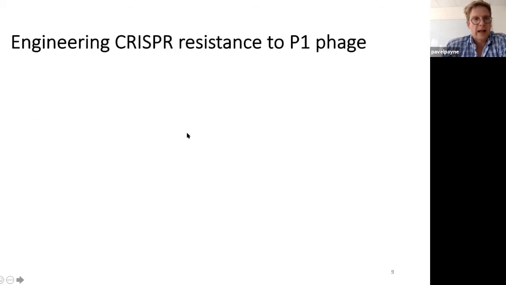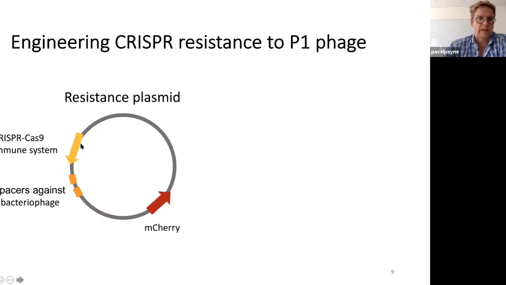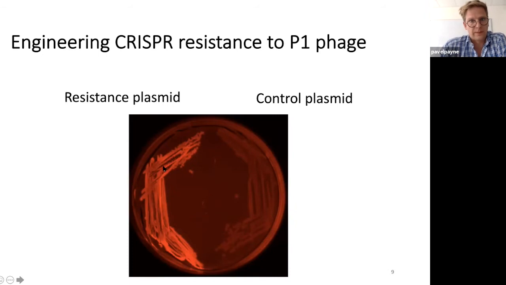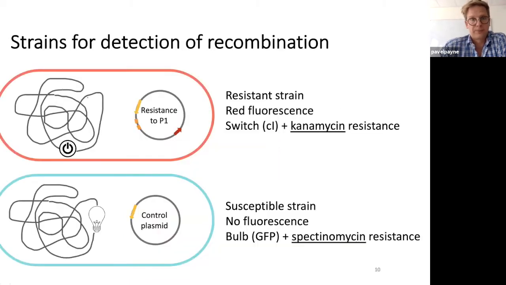Then we engineered CRISPR immunity to the P1 bacteriophage. We took CRISPR-Cas9 from Staphylococcus, engineered 2 spacers targeting the P1 bacteriophage, and also added mCherry such that we can distinguish resistant and susceptible cells. The control plasmid in the susceptible cells had no immunity, just Cas9 not targeting anything, and no fluorescence. Here we can see that the fluorescent resistance plasmid is clearly distinguishable. Then we combined these 2 strains with the plasmids such that the resistant strain had the switch, the C1, and the kanamycin resistance in the chromosome.